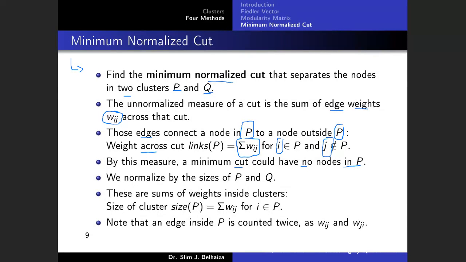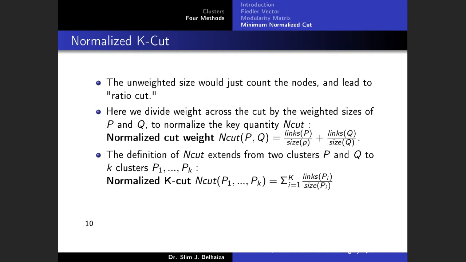So we have to correct this. So what we do is a normalization. We normalize by the sizes of P and Q. And these are the sums of the weights inside the clusters. So the size of the cluster is given by the sum of the weights of the edges in the cluster, for i, j in P. Okay, i and j in P. Note that an edge inside P is counted twice because you will count it for ij and ji. So you're doubling the weight, in fact.